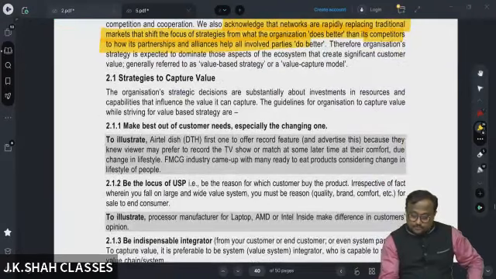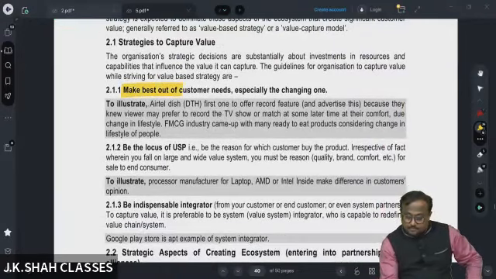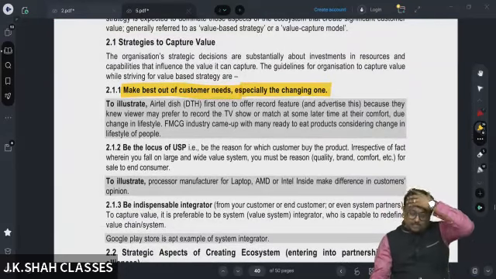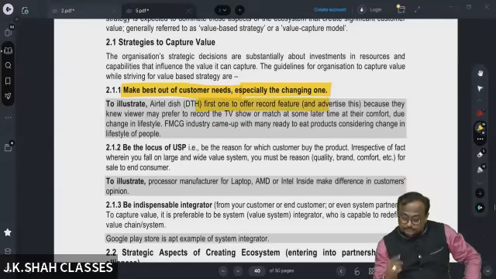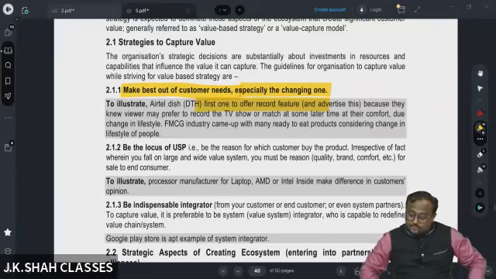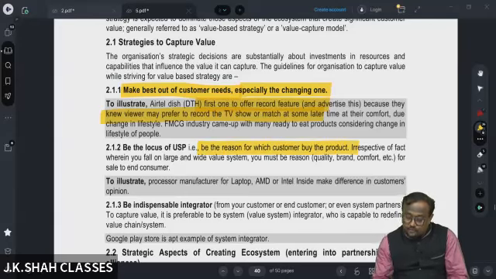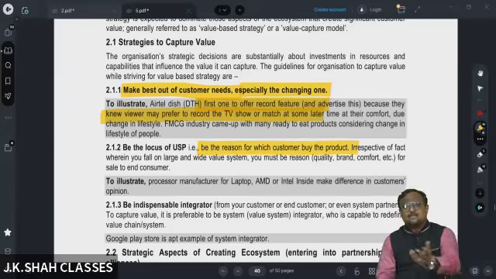Strategies to capture value. Okay, look at this: make the best out of what the customer needs, especially the changing needs. I gave you the example of Tata Sky, look, DTH offered record features because they knew the viewer may prefer to record the TV. Actually, before Airtel, Tata Sky introduced this as Tata Play. If you don't have time, you can record it and watch it later. Be the locus of USP. Be the reason for which customers buy the product. USP, what is your unique selling point?